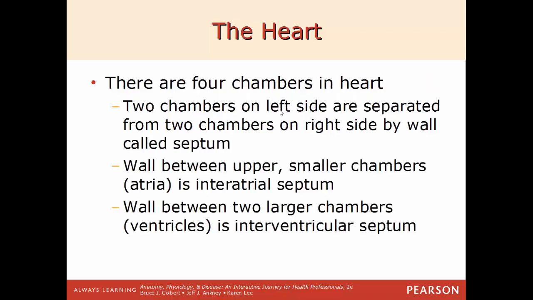There are 4 chambers that are found in the heart. The 2 chambers on the left-hand side are separated from the 2 chambers on the right by a wall called the septum. Now, the upper chambers, the smaller chambers, are the atria; atrium is singular, so you have a right atrium and a left atrium, but collectively they're called the atria, for plural. The wall that separates those two is called the interatrial septum. And the wall between the ventricles, the 2 lower chambers, the pumping chambers, is called the interventricular septum.